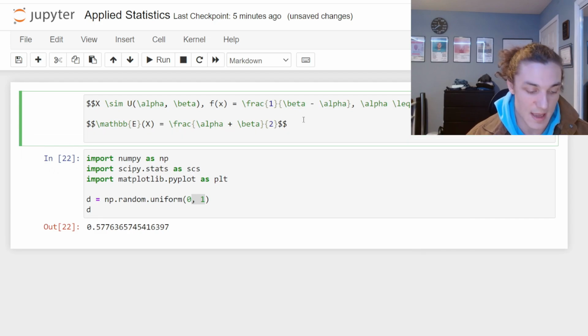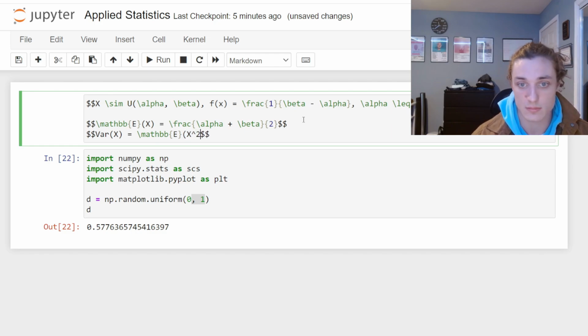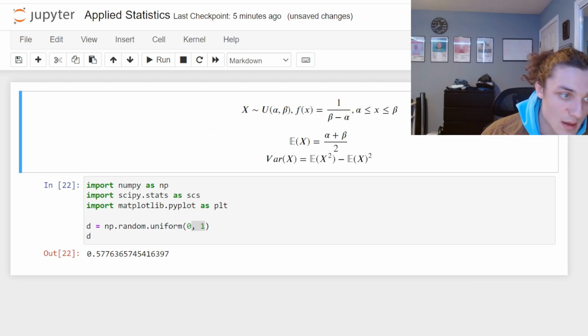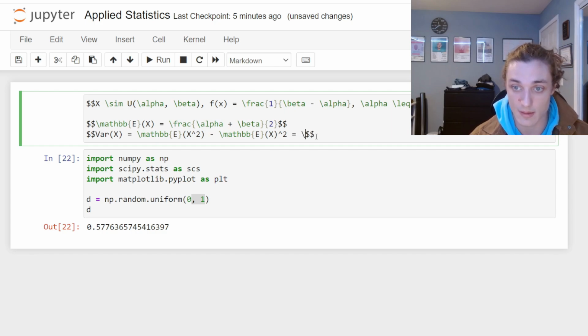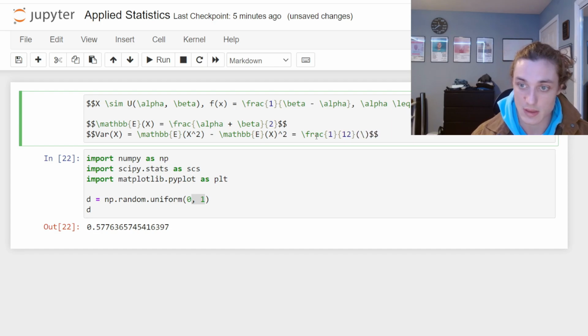The variance we can get as the expectation of x squared minus the expectation of x, squared. Okay, don't get that confused. It's E, then we have x here. Okay. I'm not going to actually work this out. This is actually just going to be equal to 1/12 times beta minus alpha squared.